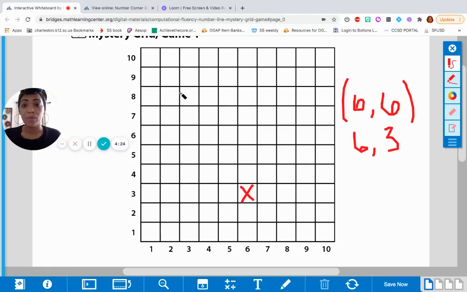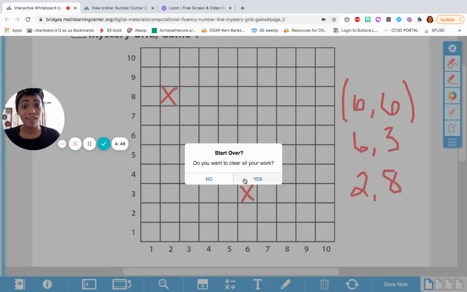Let's do one more. How about that one? Good. Second column, so it will be 2. And we went up to the 8th row. So it will be 2, 8. Right? You think you got the hang of it? All right. Well, let's see.